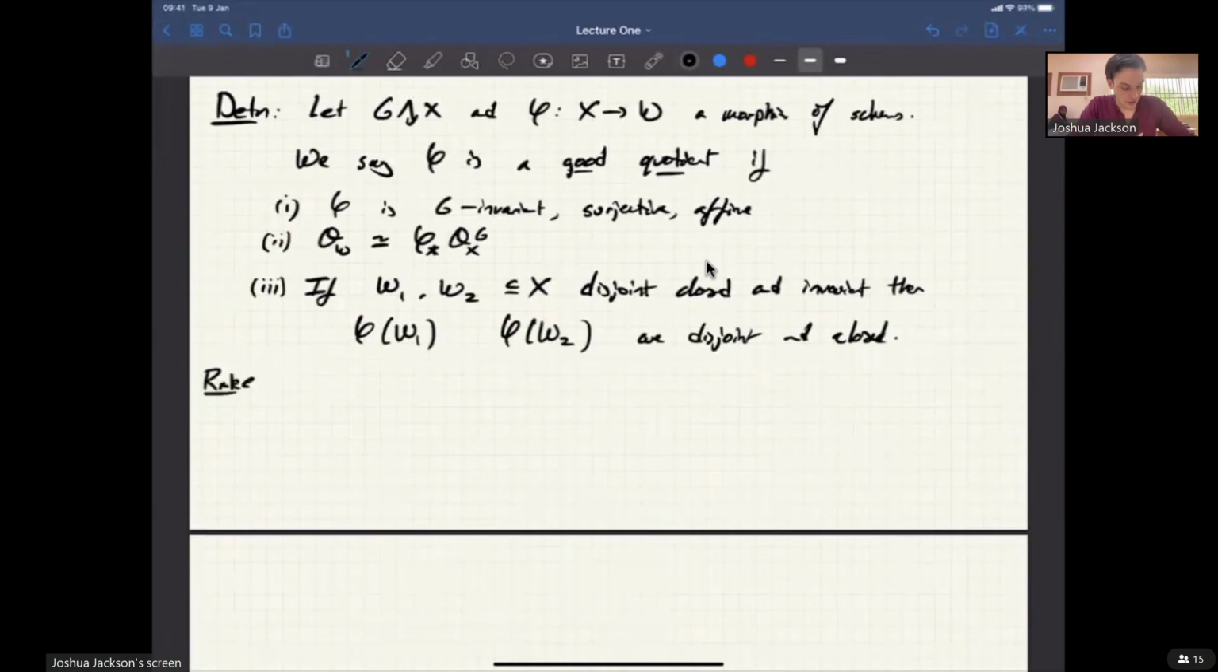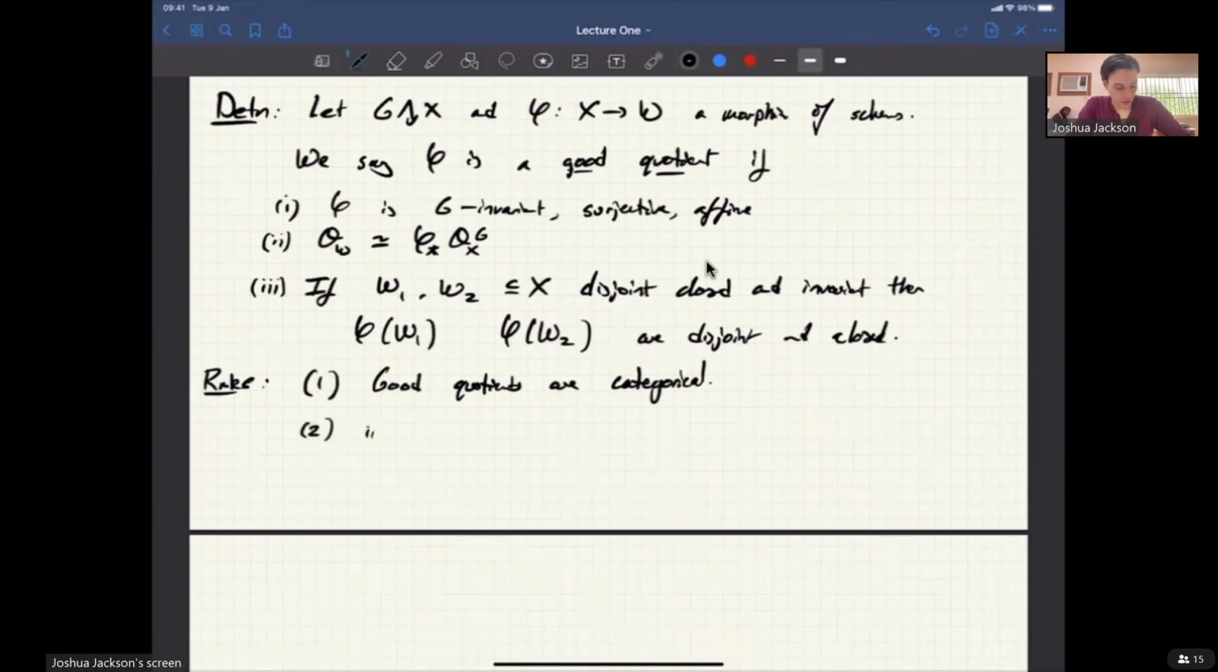So a couple of remarks about this. The first thing to say is that good quotients are categorical. So if I have a good quotient, it is for free a categorical quotient, which means it is for free the best possible answer in an appropriate sense. So that's good.